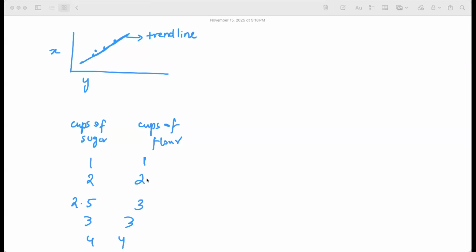Did you get it? Trend line, positive correlation, negative correlation, correlation coefficient. Make sense?